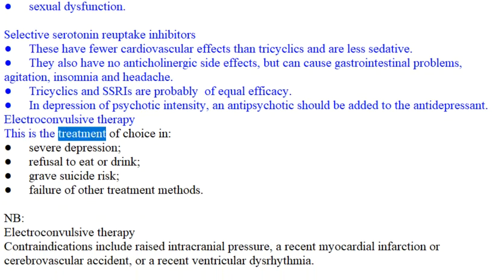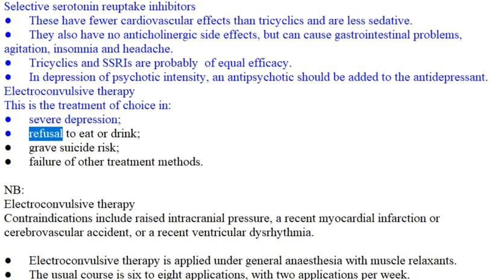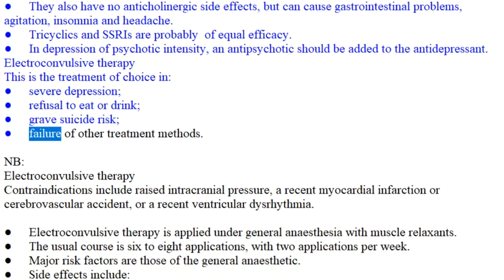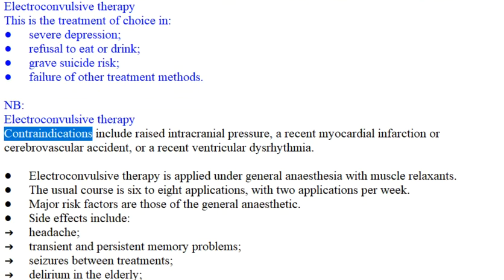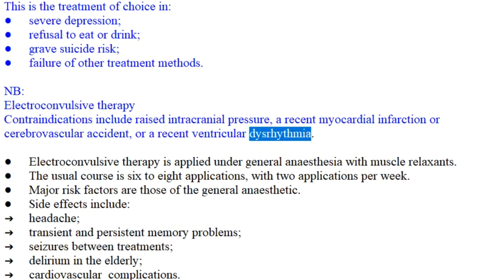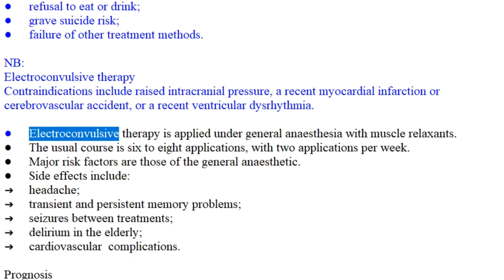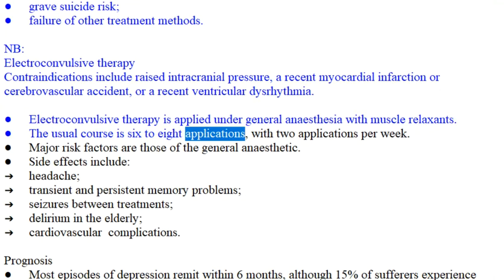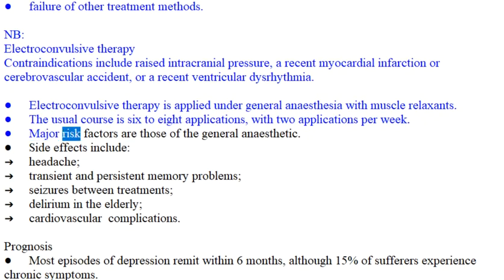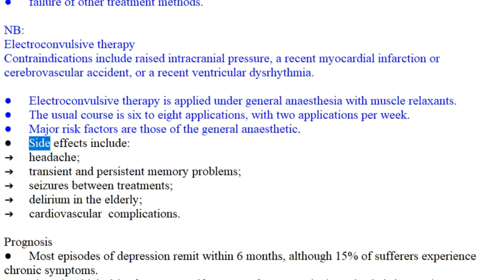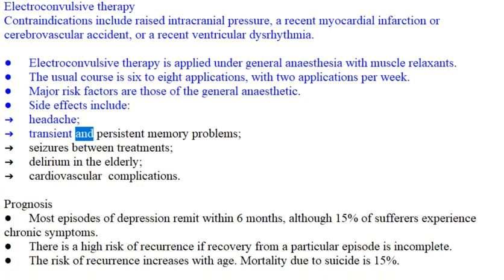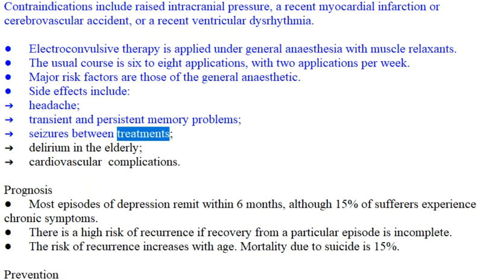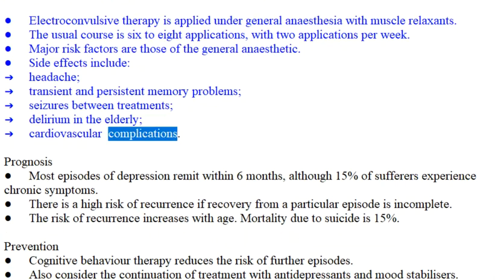Electroconvulsive therapy. This is the treatment of choice in severe depression, refusal to eat or drink, grave suicide risk, failure of other treatment methods. NB. Electroconvulsive therapy. Contraindications include raised intracranial pressure, a recent myocardial infarction or cerebrovascular accident, or a recent ventricular dysrhythmia. Electroconvulsive therapy is applied under general anesthesia with muscle relaxants. The usual course is 6 to 8 applications, with 2 applications per week. Major risk factors are those of the general anesthetic. Side effects include headache, transient and persistent memory problems, seizures between treatments, delirium in the elderly, cardiovascular complications.